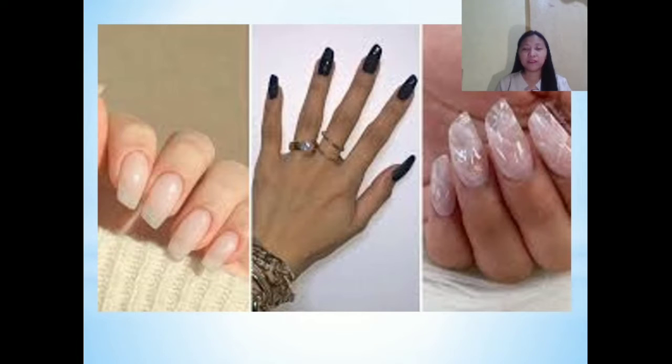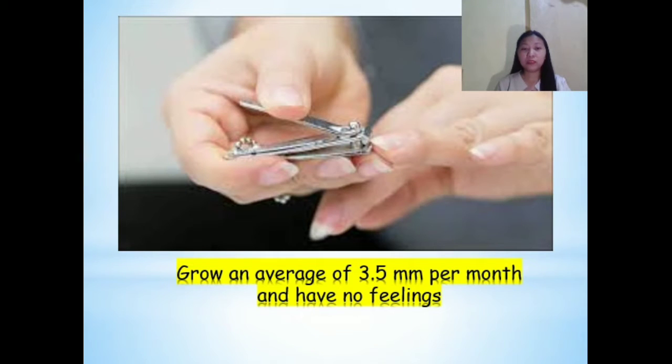The nail is a plate of keratin that lies on the tips of the fingers and toes. Its main use is to protect the fingers and toes. It also assists with certain physical activities in our daily life. Also, our nails, specifically our fingernails, grow an average of 3.5 millimeters per month and have no feelings. Amazing, right?